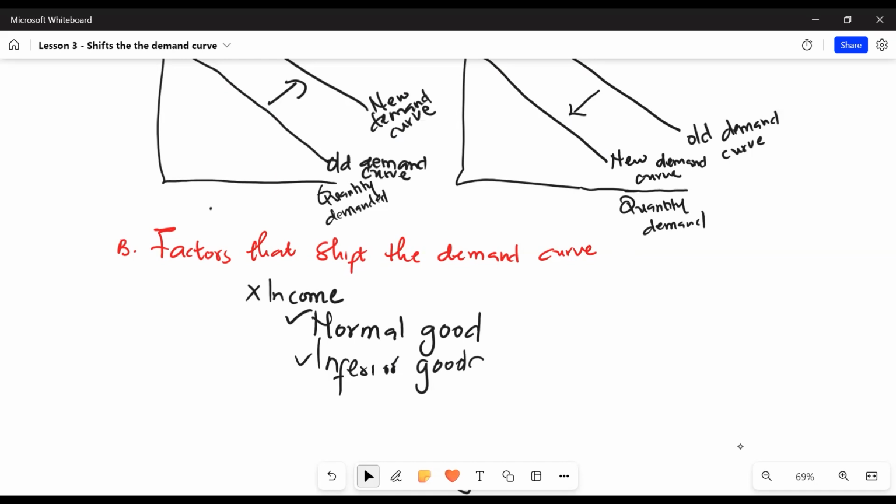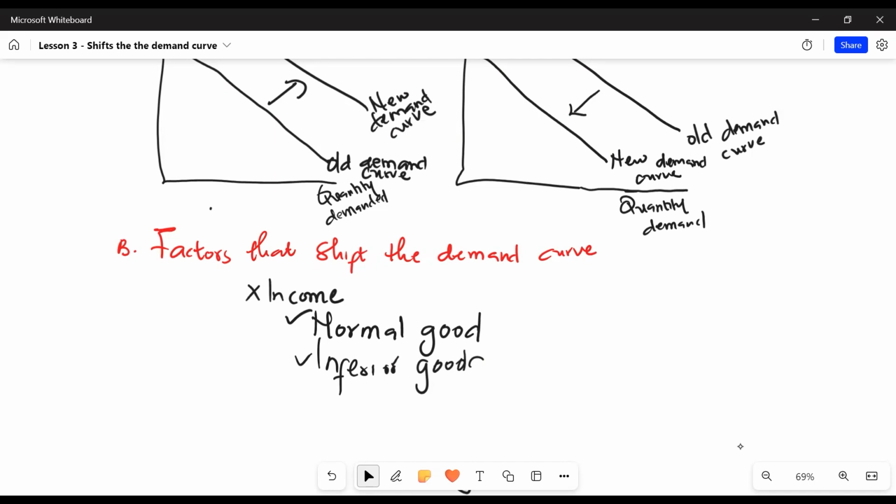Examples are goods that you fantasize to stop consuming when you start earning more income. So assuming you are a student right now and you are not earning any income, you take the bus to school, and immediately you start to work and earn some money, you buy your own car. So a bus now becomes an inferior good because your demand for the bus will decrease even though your income has increased.